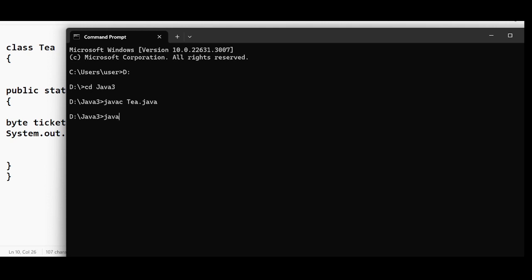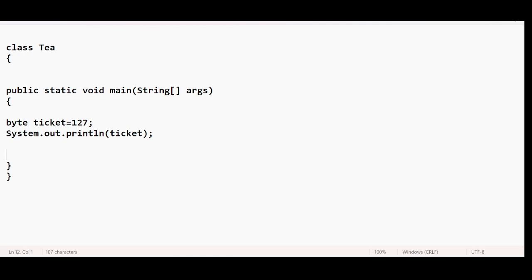So compilation is successful, and we get 127, no issues. Very straightforward. We have assigned a value to the data type and we are accessing the same value, ticket. Now the question is, what if I do 128? I am trying to assign the value 128. If you convert this 128 into a binary number, it is actually out of the range of this byte data type.